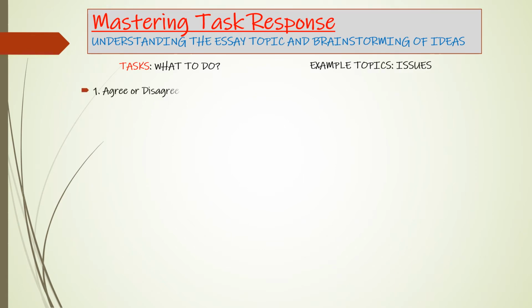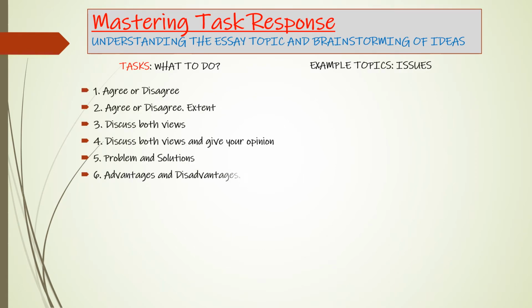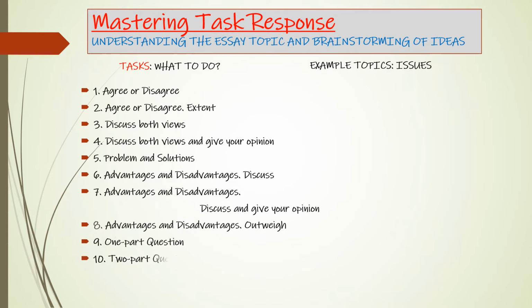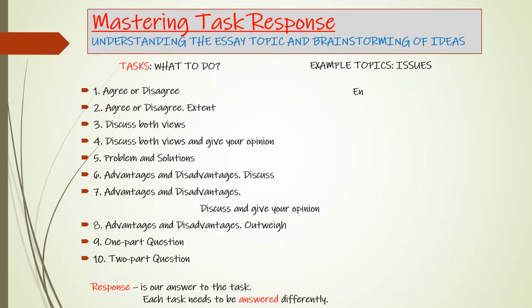This is understanding the essay topic and brainstorming of our ideas. Now, what are essay tasks? As listed here, these are the things that we need to do in the essay. So the task may ask us to agree or disagree, to give our extent of agreement, to discuss both views, and so on and so forth. And the essay topics are the issues that are given to us, and the example essay topics here may range from environment, tourism, internet, education, and so on and so forth.